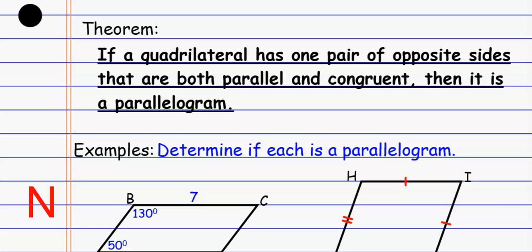So if a quadrilateral has one pair of opposite sides that are both parallel and congruent, then we can say that this thing is a parallelogram, okay? So we have all of those properties that we can use in reverse to show that it's a parallelogram. And then we have this special one where I just look at one pair of opposite sides, and if they're both congruent and parallel, then I can say that this thing is a parallelogram, okay?